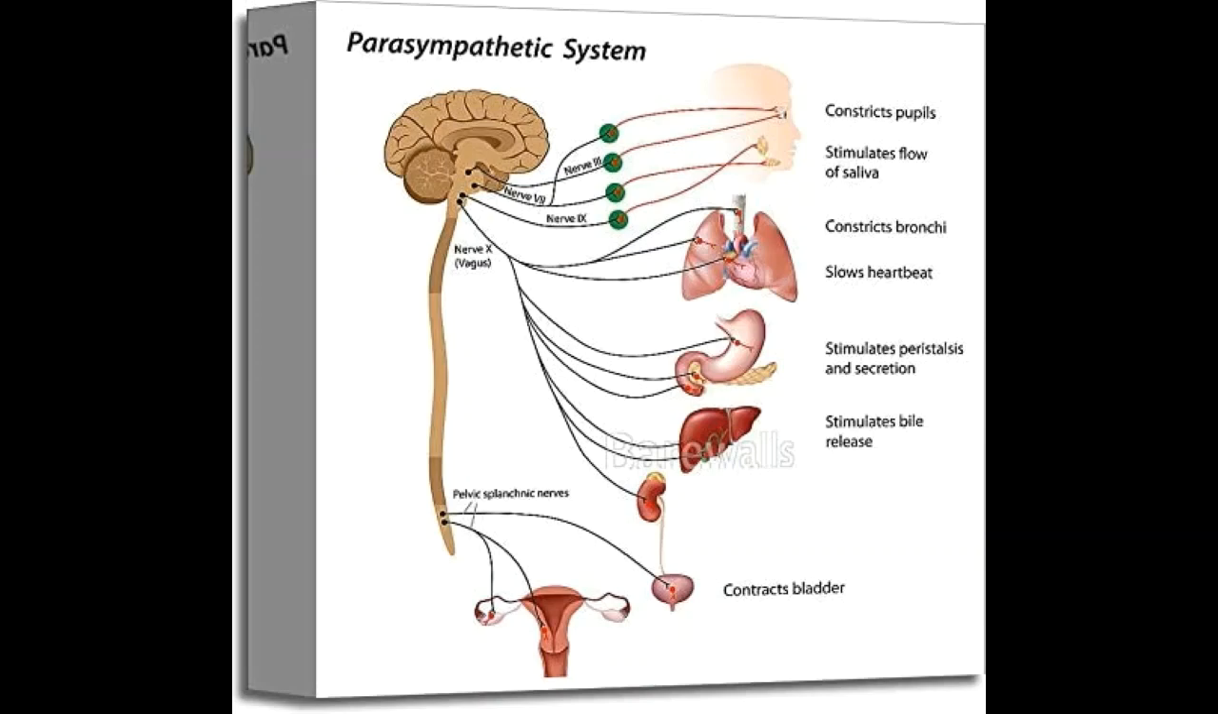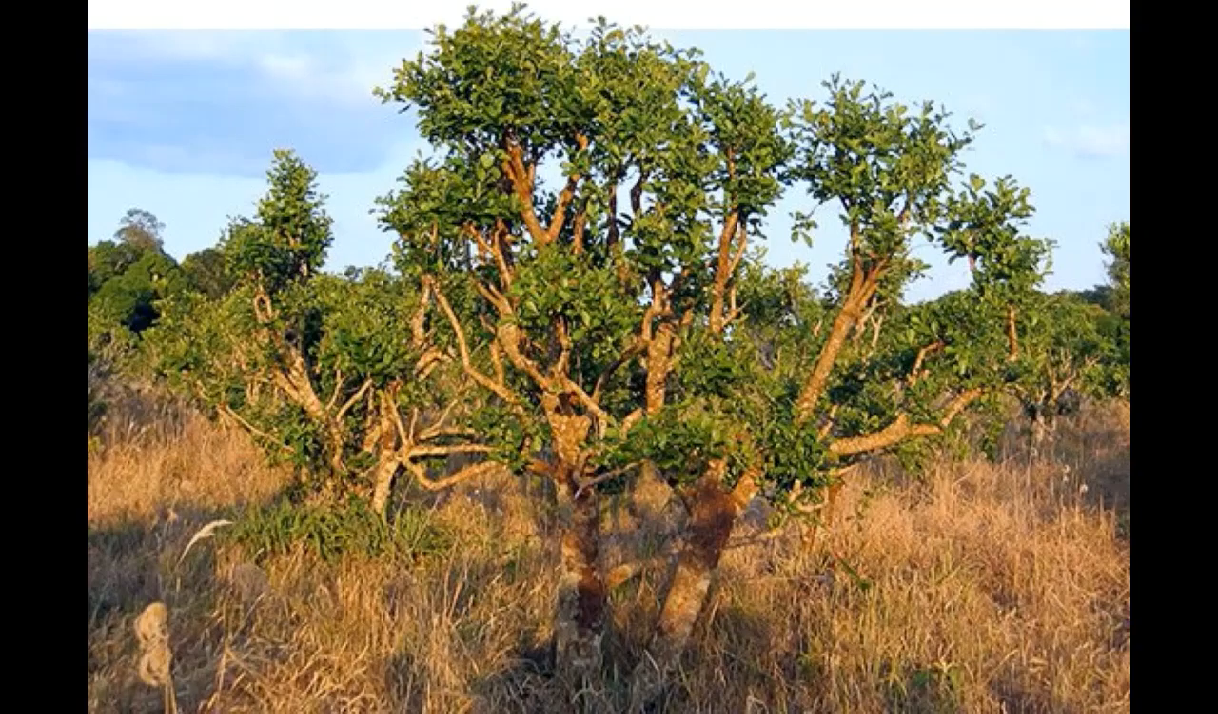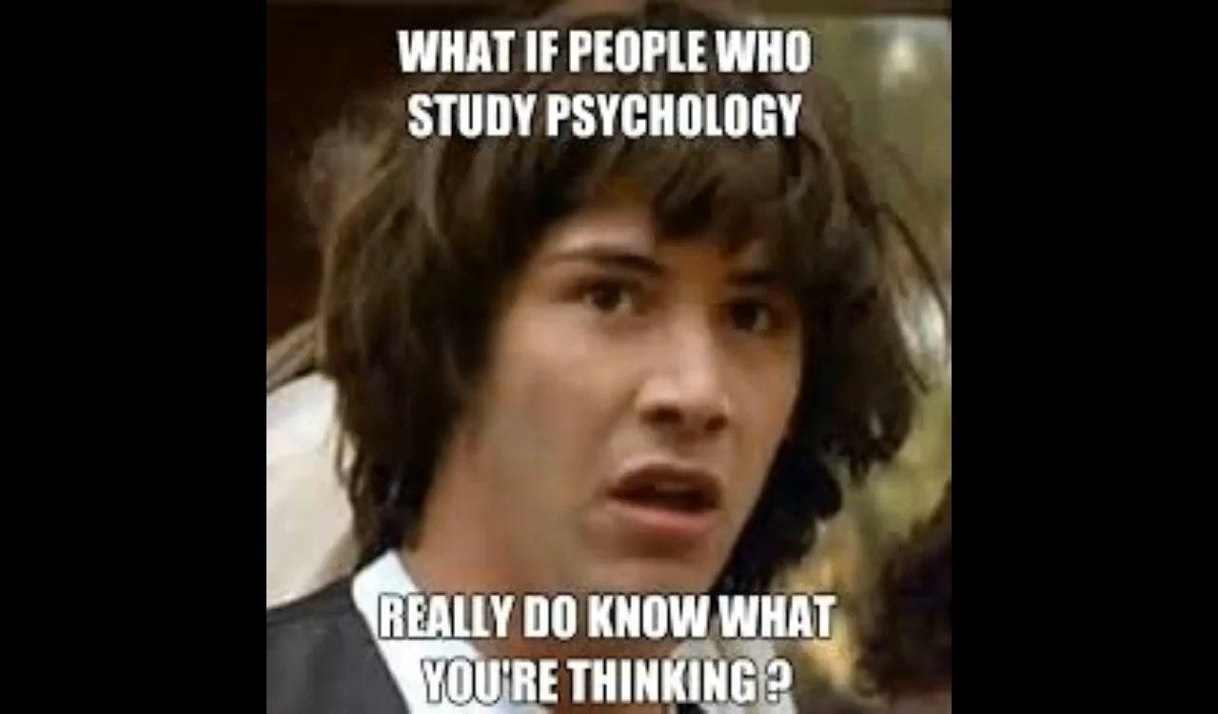P is for parasympathetic system. S is sensory memory. Y is for Johann Bein. Yay, studying youth counseling here in psychology.